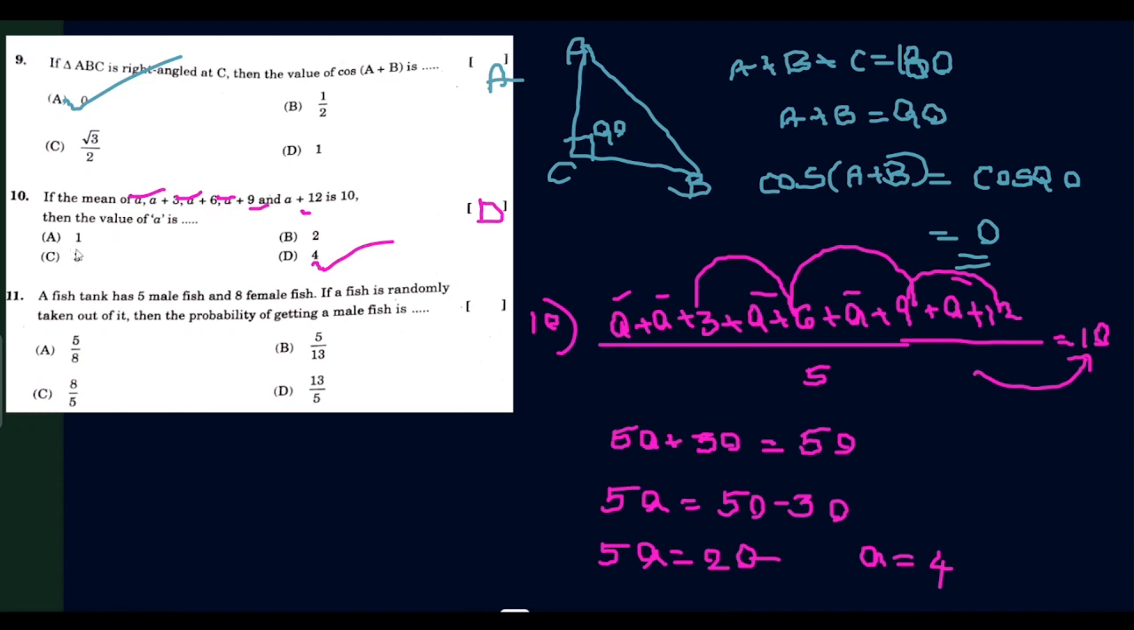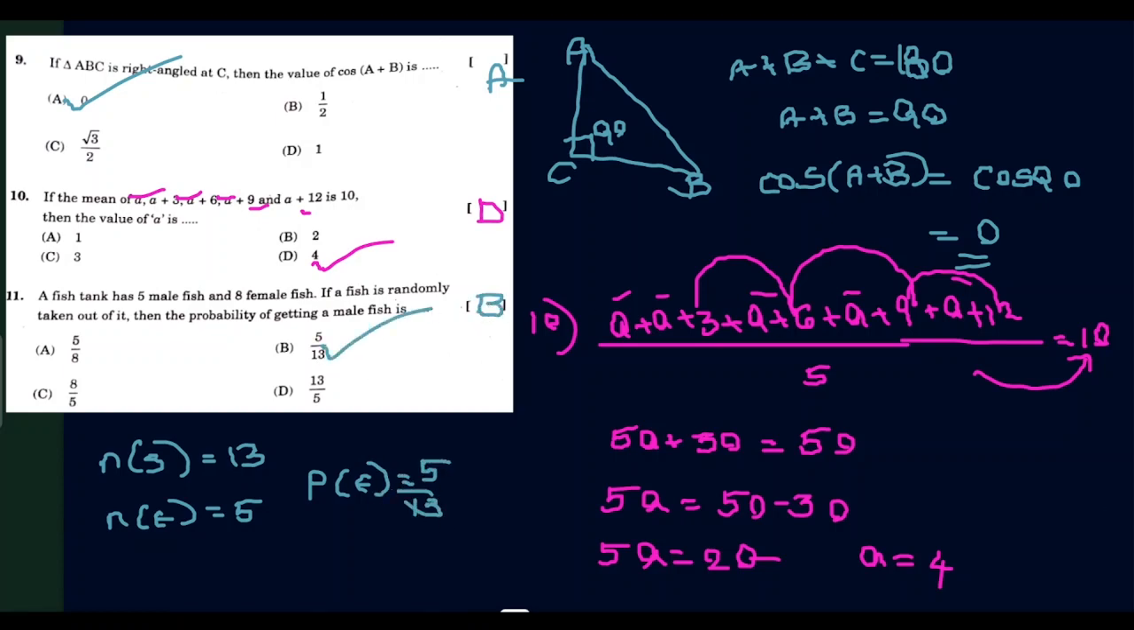Then, a fish tank has 5 male fish and 8 female fish. A fish is randomly taken out, and we need the probability of getting a certain fish. So n(S) is 5 male plus 8 female, and the probability of getting only female is n(E). How many male are there? 5, right? So P(E) is equal to 5 by 30. Okay, so option B is the answer.